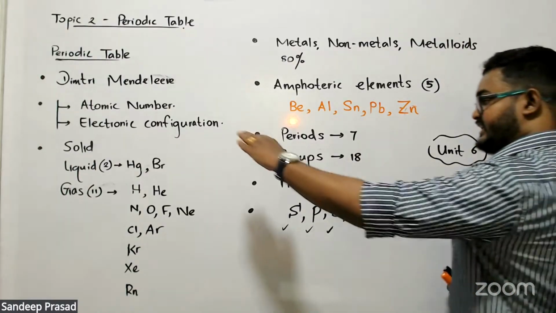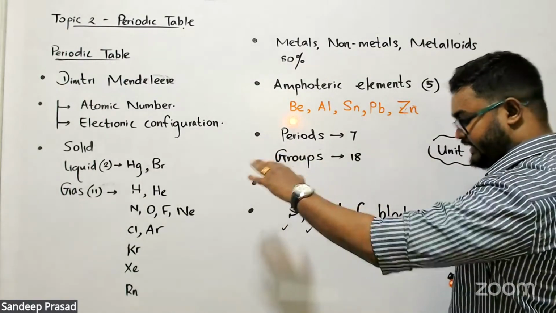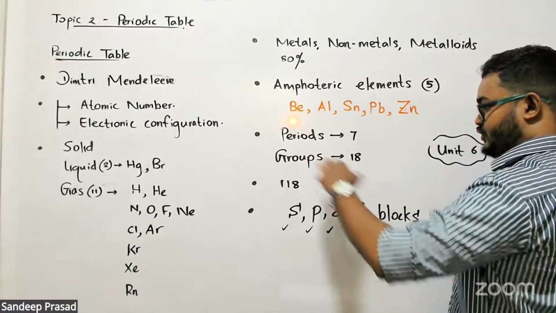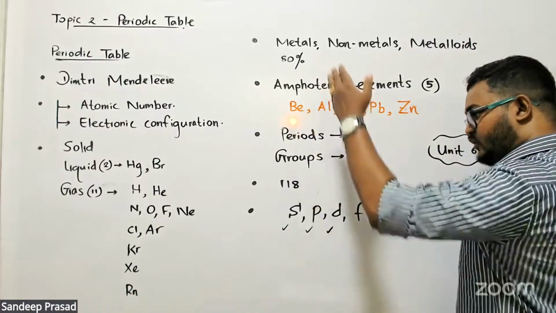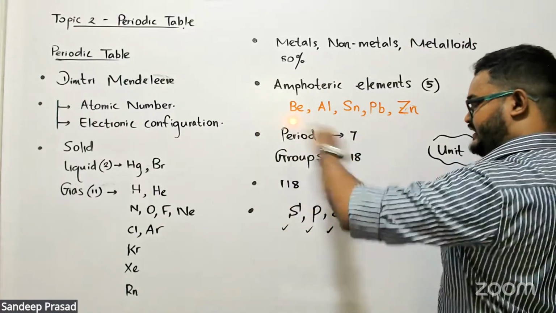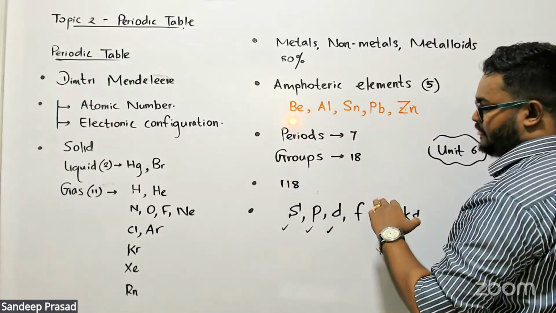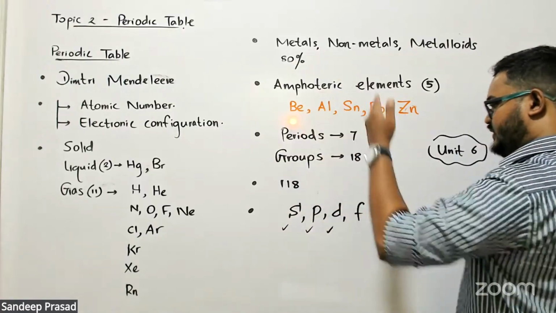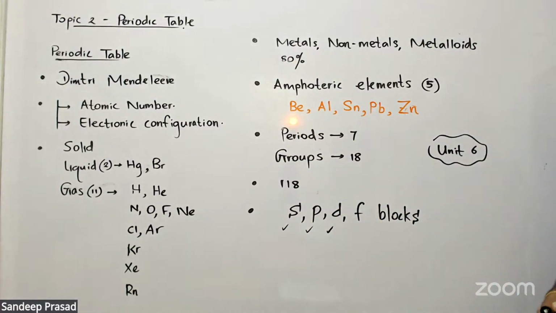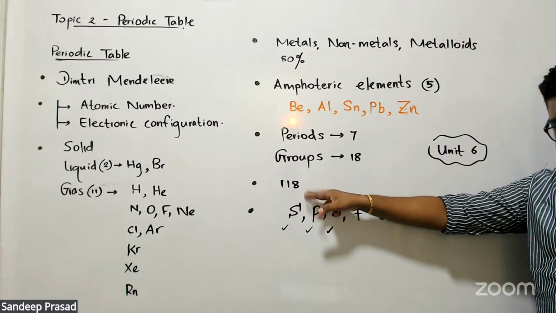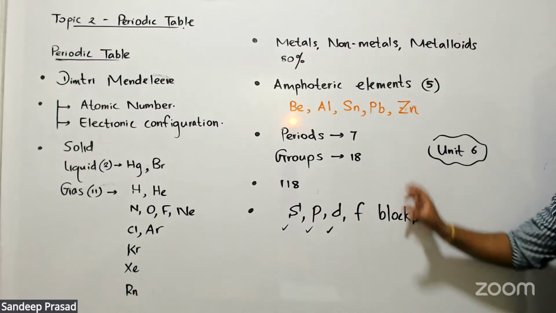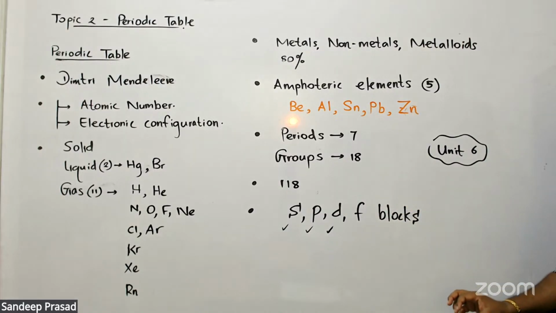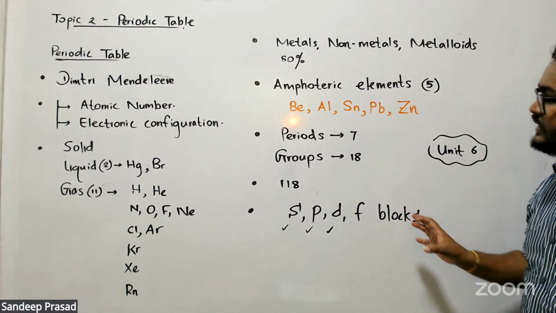There are 7 periods and 18 groups. Periods are the rows in the periodic table and groups are the columns. So there are 18 columns and 7 rows. Rows are known as periods and the columns are known as groups. Totally there are 118 elements, and we classify all the elements blockwise: S, P, D, F. Okay, so this is a summary.